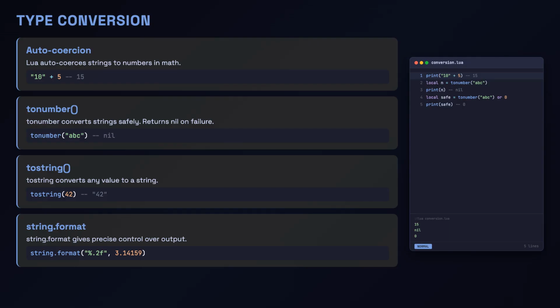Lua auto-coerces strings to numbers in math. tonumber converts strings safely. Returns nil on failure. tostring converts any value to a string. string.format gives precise control over output.